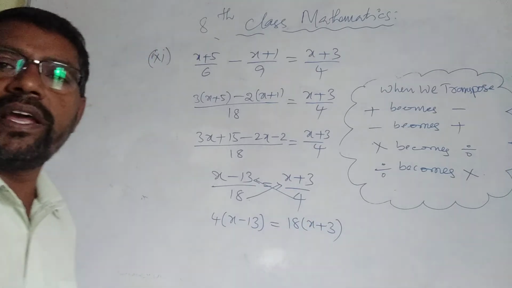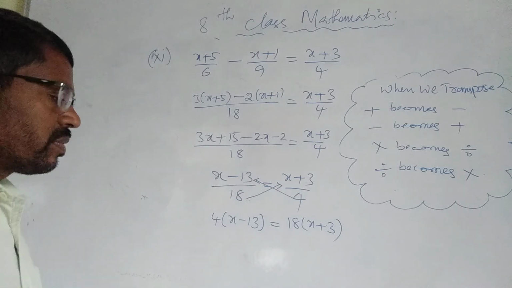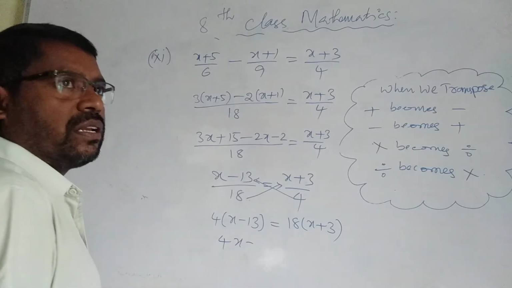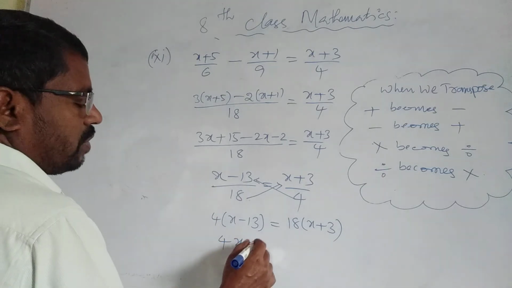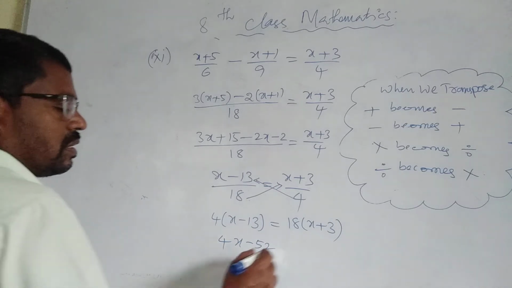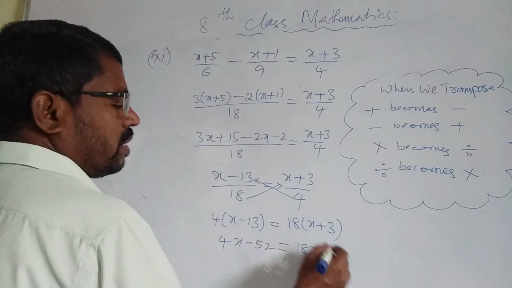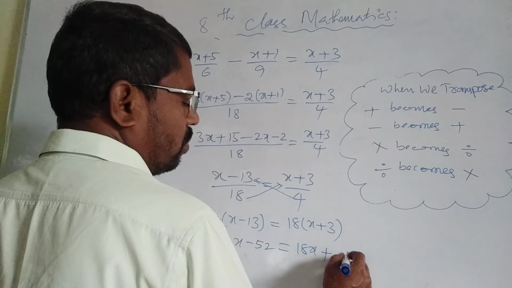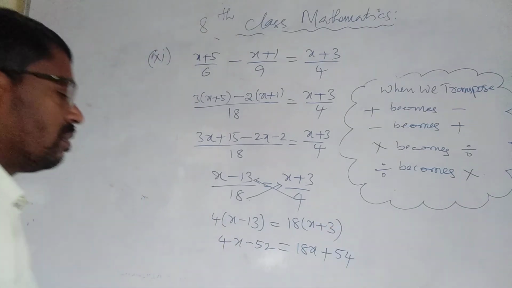By cross multiplying you are getting this linear equation form. What happens now? 4x minus 4 into 13. 13 fours are how much? 4 threes are 12, 4 ones are 4 and plus 1, that is 52. Is it correct? That is equal to 18 into x, 18x, plus 18 into 3. 3 eights are 24, 2 and 3 ones are 54. Okay.